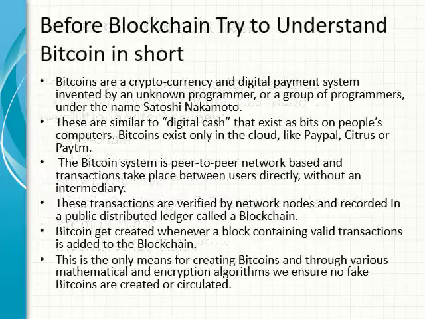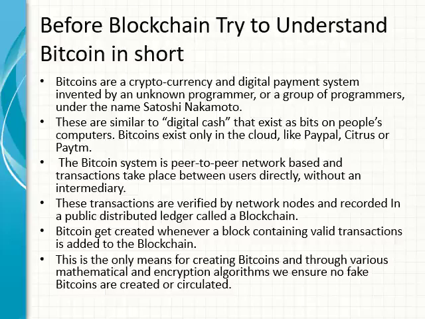So before understanding the blockchain, we will try to understand the concept of Bitcoin in short. Bitcoin is a cryptocurrency and digital payment system invented by an unknown programmer or a group of programmers under the name Satoshi Nakamoto. This Satoshi published a white paper, and because of this white paper, the world came to know about Bitcoin technology. So Bitcoins are similar to digital cash that exists as bits on people's computers. Bitcoins exist only in the cloud like PayPal, Citrus or Paytm.